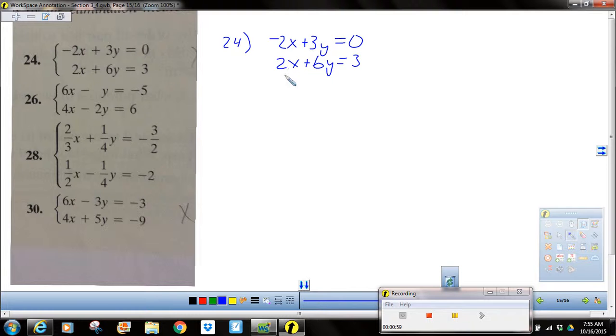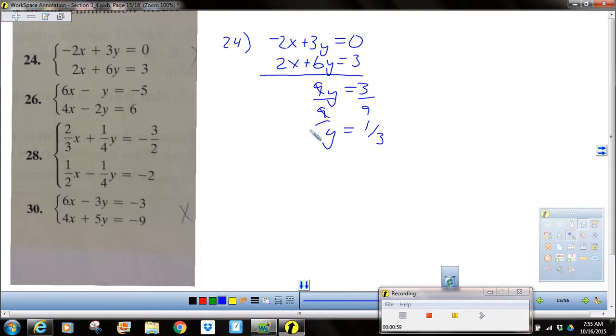We're actually kind of lucky on this problem because it already has positive 2x and negative 2x. And because those two are additive inverses, we can go ahead and combine these. Negative 2x and positive 2x is 0. 3y, 6y makes 9y. And y is 1/3.